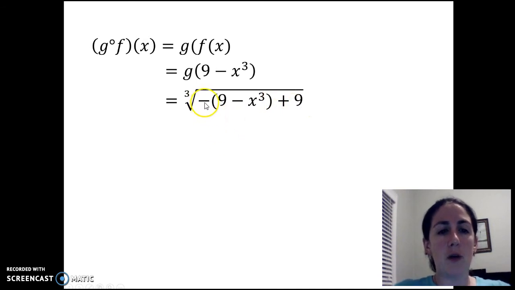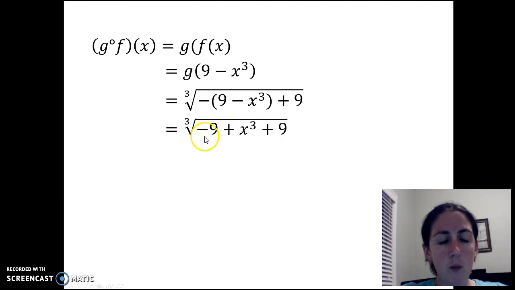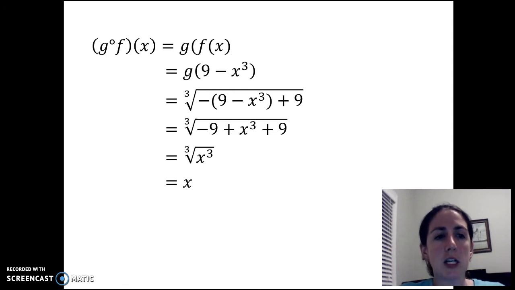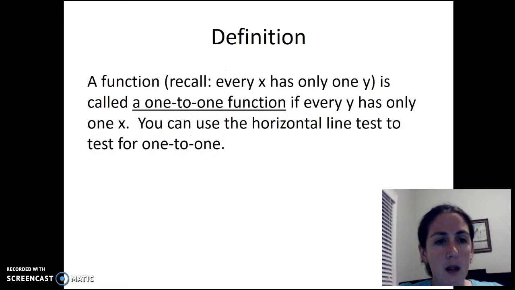So following our order of operations, we'll need to distribute this negative. And when we do, you should notice that the minus 9 and the plus 9 are going to cancel, and we're left with the cube root of x cubed, which leaves us x. So we saw that f composed with g gave us x, g composed with f gave us x. That does in fact verify that those two functions are inverses of one another.